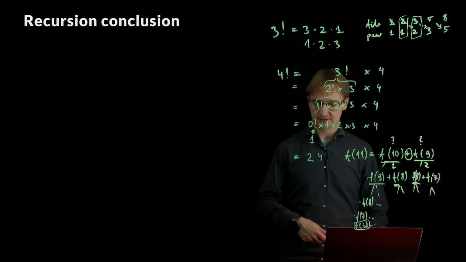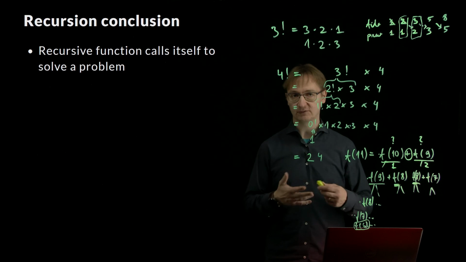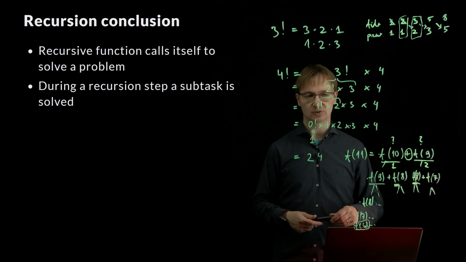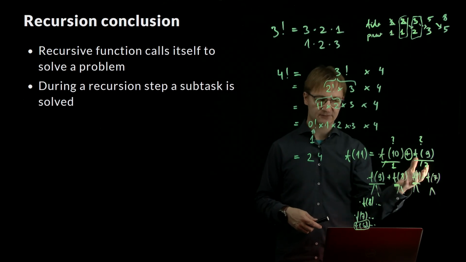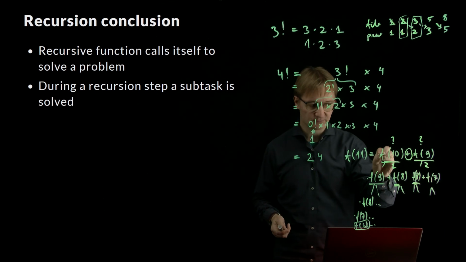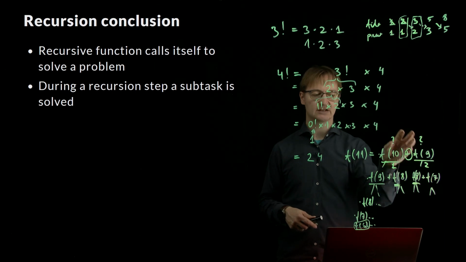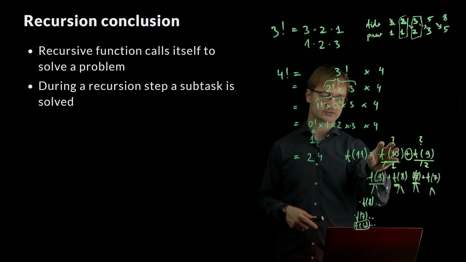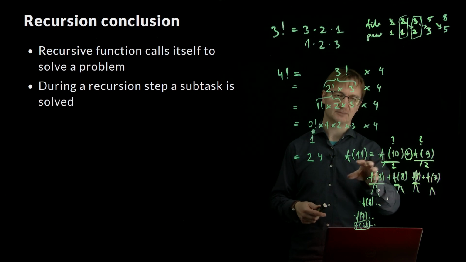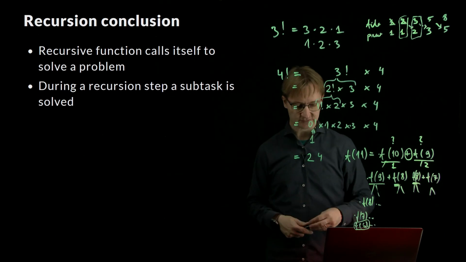So let's have a conclusion here. A recursive function is a function which calls itself to solve a problem. During each recursion step, a subtask is solved. To calculate this Fibonacci, for example, I don't try to solve everything at once. I try to solve smaller problems. I take 2 numbers and add them together. This is the small step. And to get the first or the second part, I also call the same function, which is also adding up 2 numbers and so on. So basically I divide this huge problem into smaller problems and let the computer solve it for me.